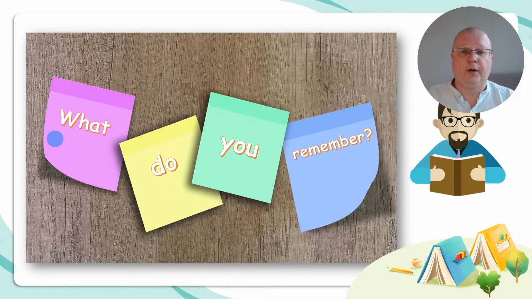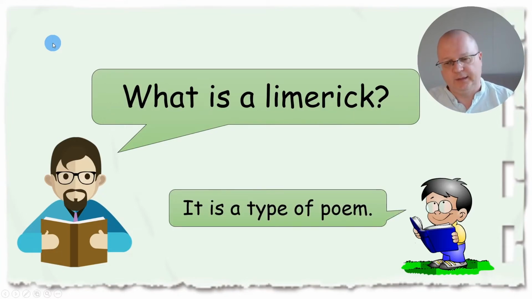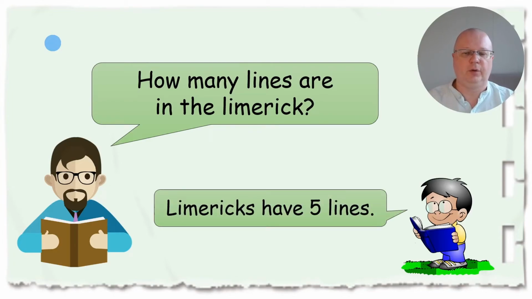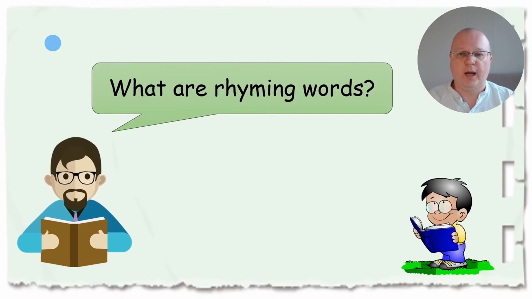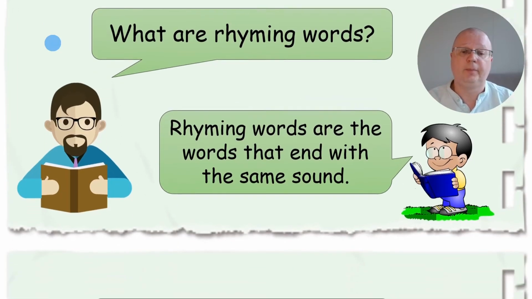What do you remember? So we are summarizing our lesson. This is a lesson closure. So you do it together with the whole class. What is the limerick? It is a type of poem. How many lines are in the limerick? So your students are supposed to give you answers here. What are rhyming words? Rhyming words are the words that end with the same sound, or they can just give you an example. This would be enough as well.